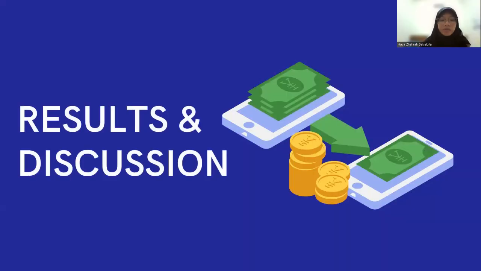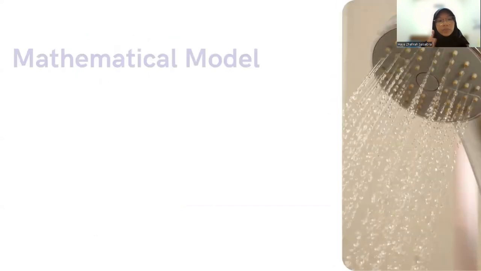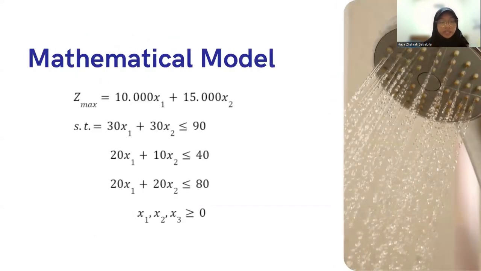So, in this section, we will find out how to find the optimal value of product sales using the Simplex method through manual calculation and PumpkinM calculation. First of all, here we already have the company's sales data through two marketing methods for 3 months. From here, we will create a mathematical model to help us solve the problem. The mathematical model that we obtain is like this. We can see that we have two variables x1 and x2 with 3 constraint functions.